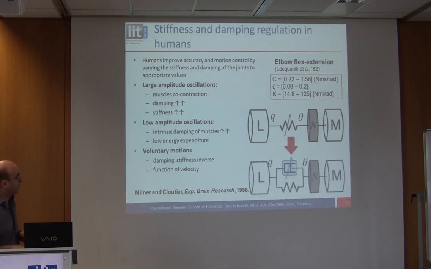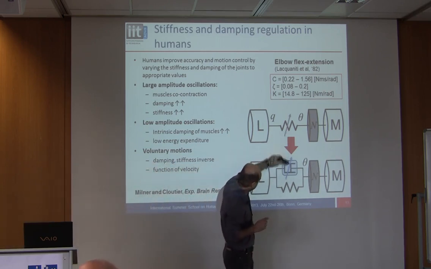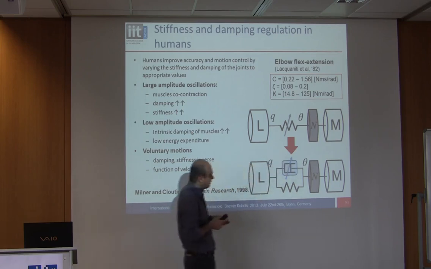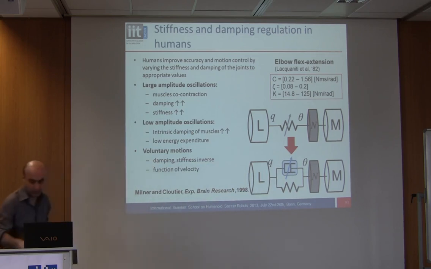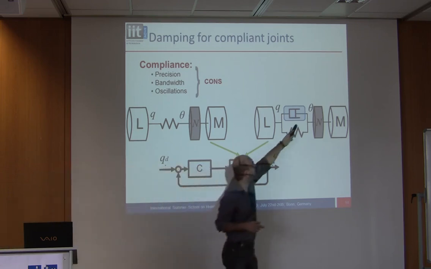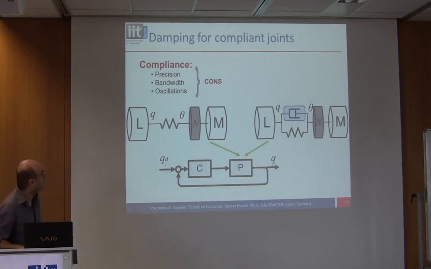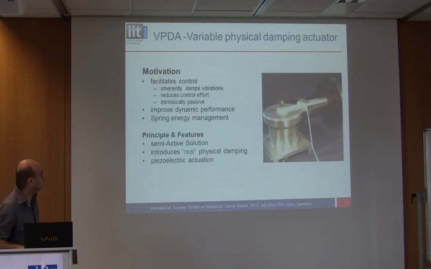So the idea here, in order to assist the control of this series elastic joint, is to introduce an additional component, physical damping, that you can regulate, so you can have it there or remove it, depending on the requirements. And it helps the control achieve the performance and the precision in this bandwidth. For high damping, this can act as a solid beam connection, so basically it becomes a stiff system. And also, as I say, it assists in the regulation of the oscillations.